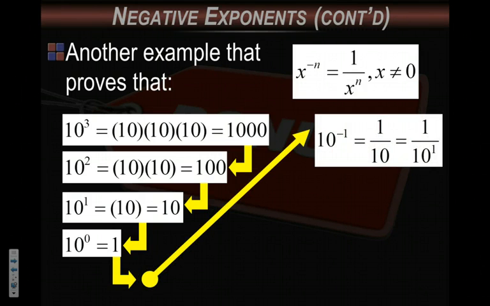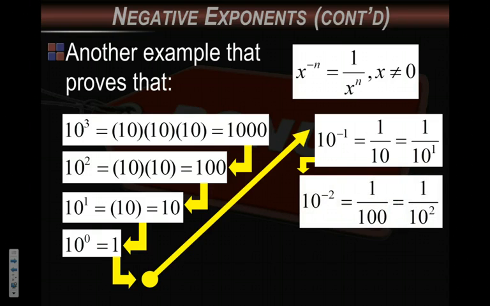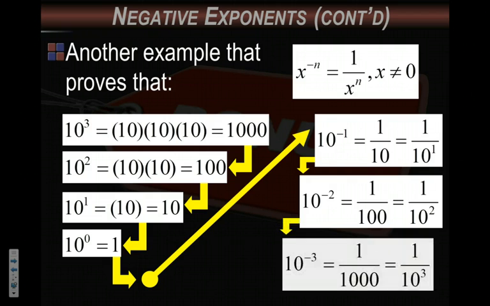Now, 10 to the power of negative 1 is 1 over 10, or 1 over 10 to the power of 1. What would be 10 to the power of negative 2? Well, it would be 1 over 100, or 1 over 10 squared. And what would 10 to the power of negative 3 be? It would be 1 over 10 to the power of 3, or 1 over 1,000.